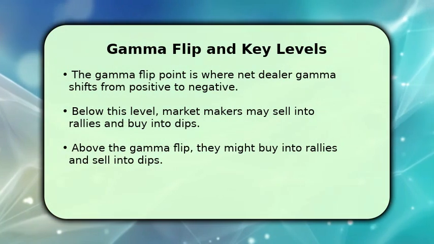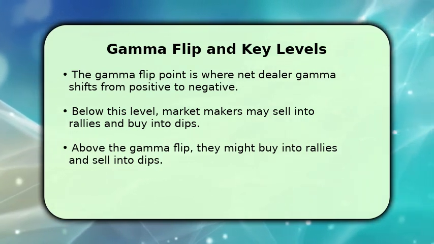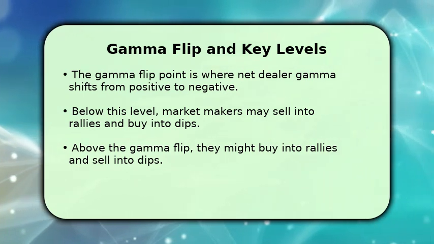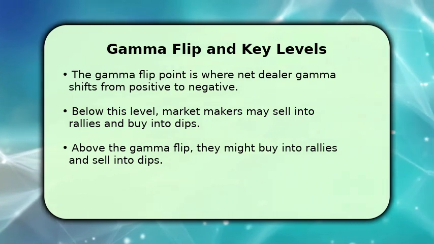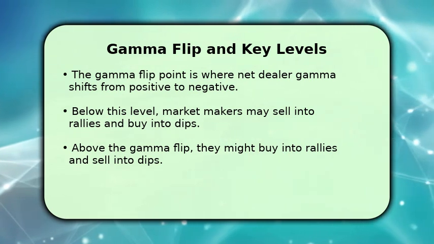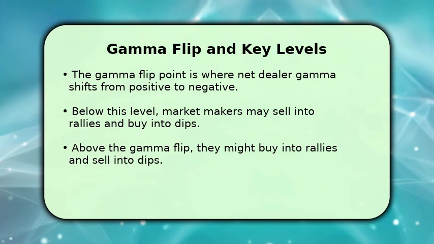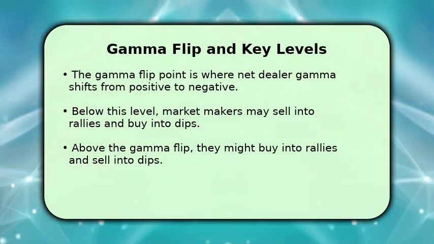A critical concept is the gamma flip, which marks the price level where the overall market maker gamma shifts from positive to negative or vice versa. This level often acts as a significant pivot point for market behavior. When the underlying asset trades below the gamma flip, market makers might need to sell into strength and buy into weakness, potentially increasing volatility. Above it, they may stabilize prices.